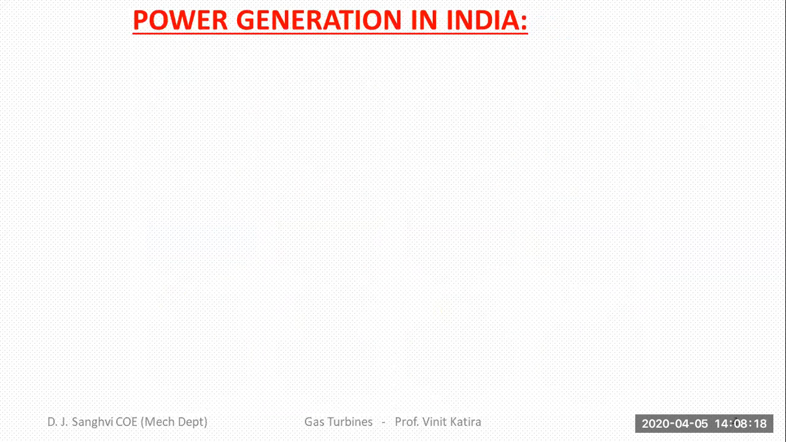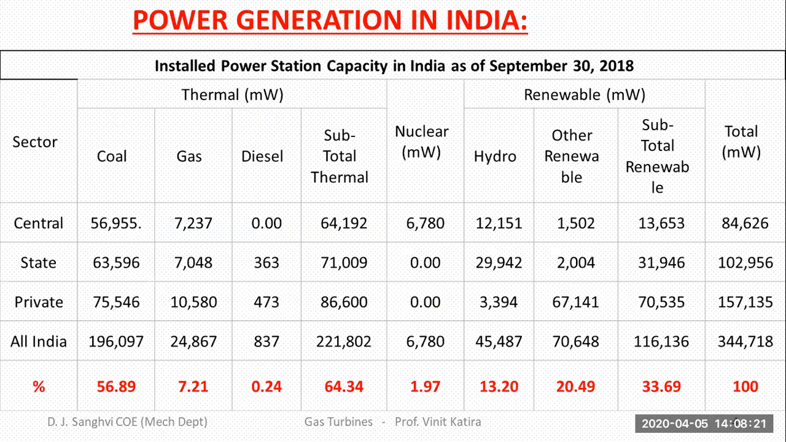Okay, so I just got this data online. The total power stations in terms of their subcategories: you can see that coal is around 57%, and gas turbine power plants account for around 7%. Okay, and nuclear is around 2%. Other renewable energy sources, which include solar, are around 20.5%. Hydro power plants are around 13.2%.